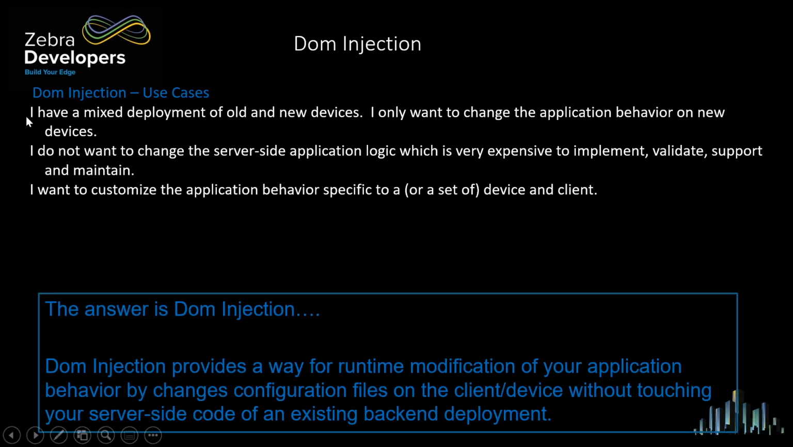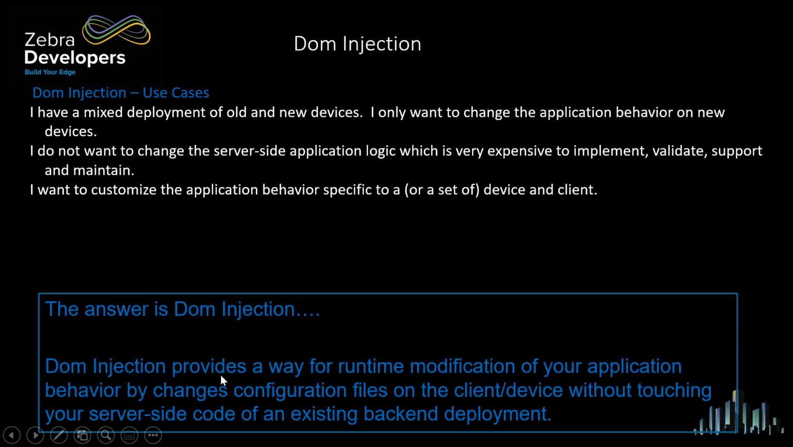They can also use the DOM injection feature if they have a mixed deployment of old and new devices. Their server is based on the older device, and some things don't work on the new device. So they want to make changes only on the new devices, but they want to run the same server for both old and new devices. So they can use DOM injection to change the application behavior on new devices.